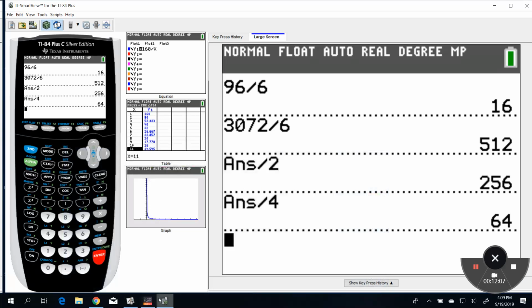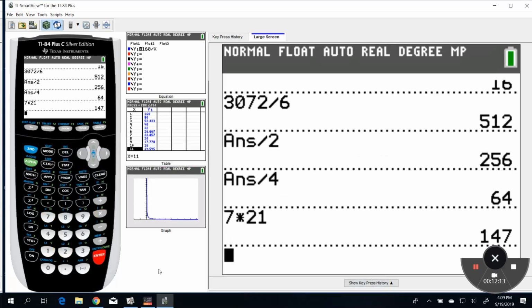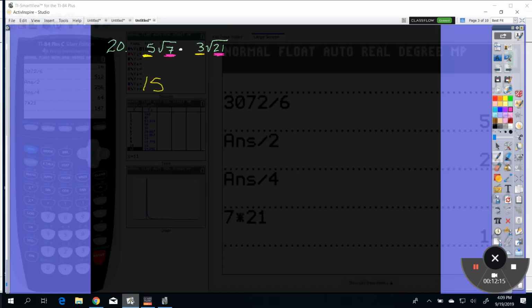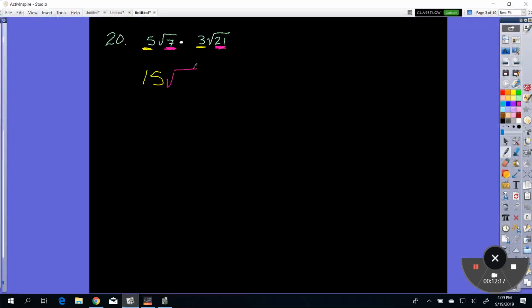And I just multiply the number on the inside. So I just take 7 times 21 is 147. And you don't need to do that necessarily. I'll show you why. 147. But now we're going to try to break this down.